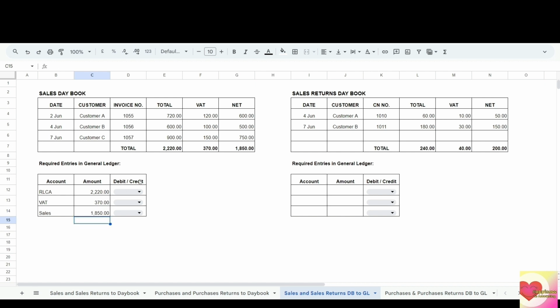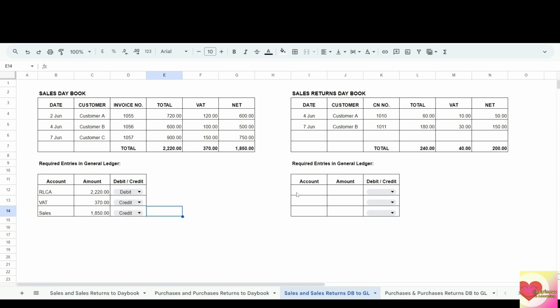Now which side should I go, either debit or credit? To determine this, you have to pay attention to which daybook they came from. We are transferring from sales daybook where we recorded sales. So first, RLCA is an asset. When we made sales, it increases and it goes to debit. Let's go to sales next. Sales is an income, and when we made sales, it increases, so it goes to credit. And last is VAT. It just goes with the sales, so it's credit.